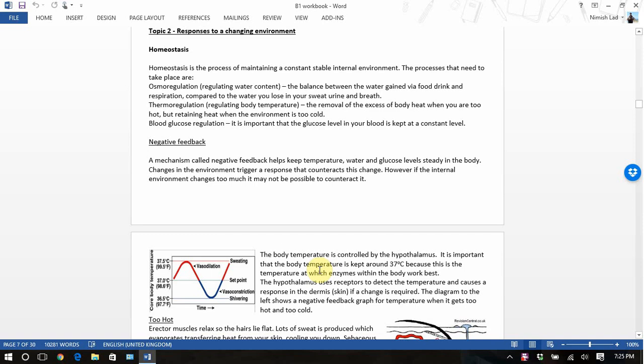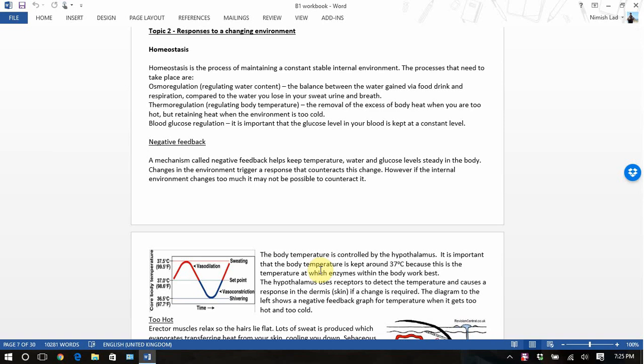This is a video for Edexcel B1 Biology for GCSE. This is a video for topic 2, so it's talking about responses to a changing environment. It's both like humans and plants. So it starts talking about homeostasis and the regulation of water, sugar and temperature.